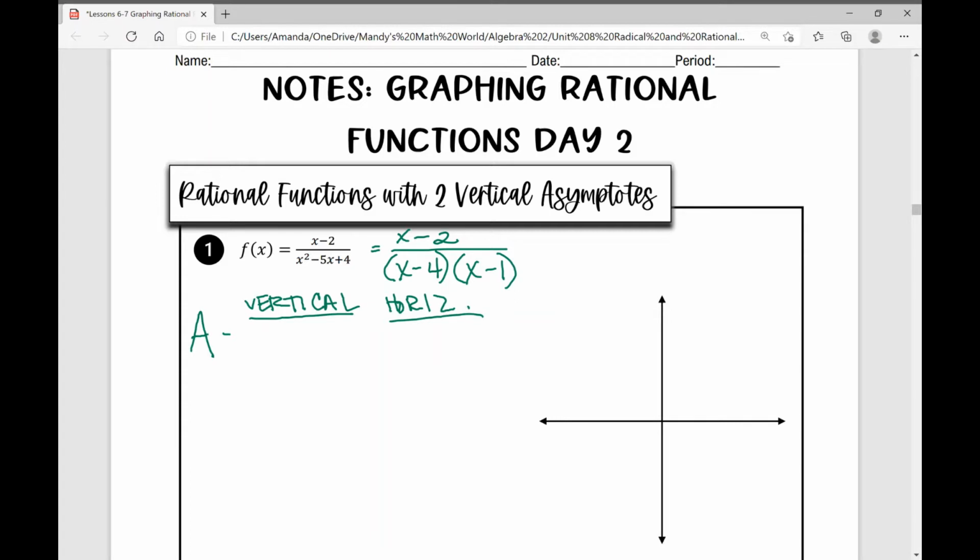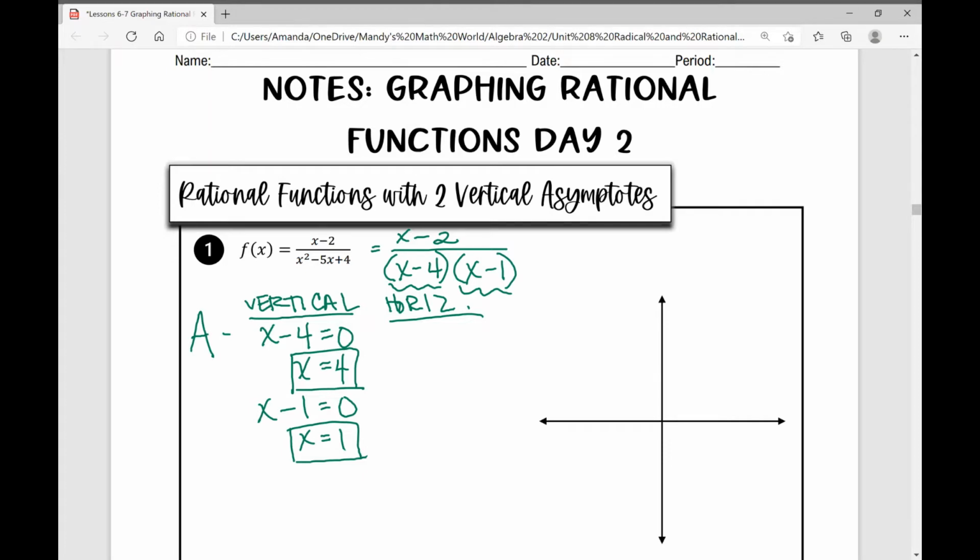For the vertical asymptote, we're just going to set our denominator equal to 0. We're going to set each of those factors equal to 0. So x minus 4 equals 0, add 4 to both sides, x equals 4. That's a vertical asymptote. Then we set x minus 1 equal to 0, so x will equal 1. These x values are the values that, if we plug them in for x, would create a 0 in the denominator. Since you've got two factors multiplied by each other, if either one of them were 0, then you would have 0 in your denominator.